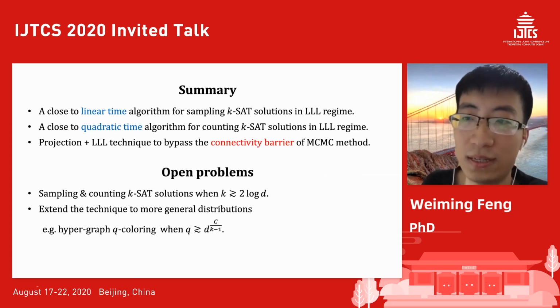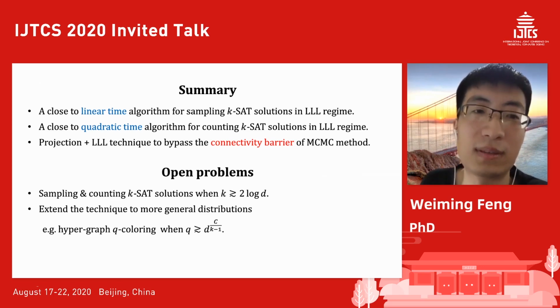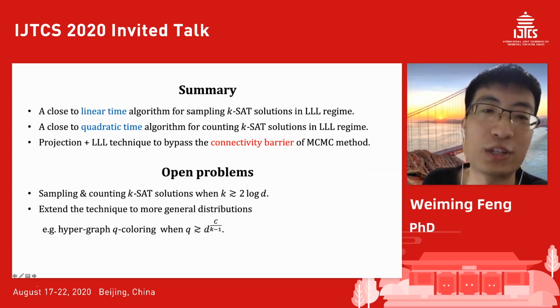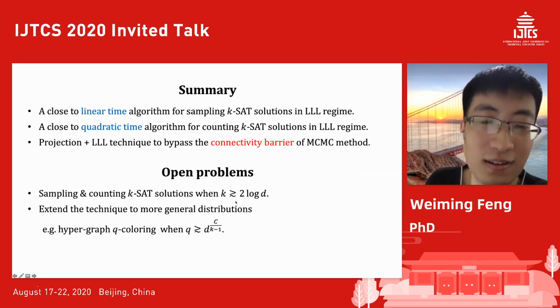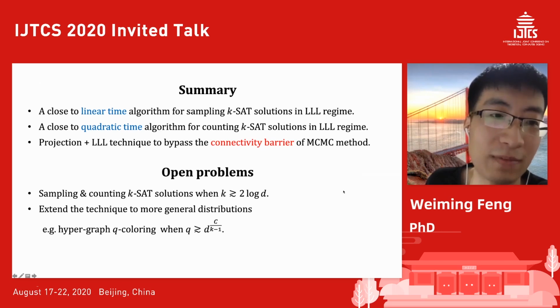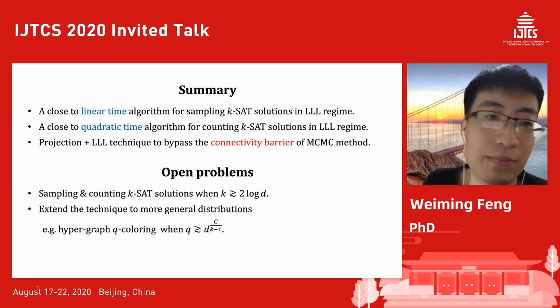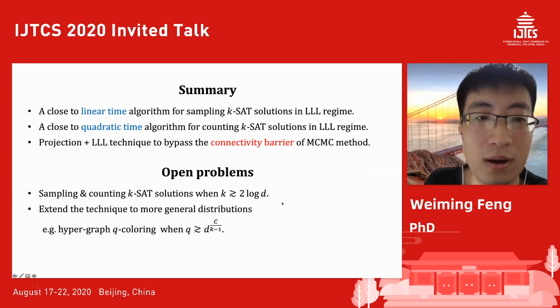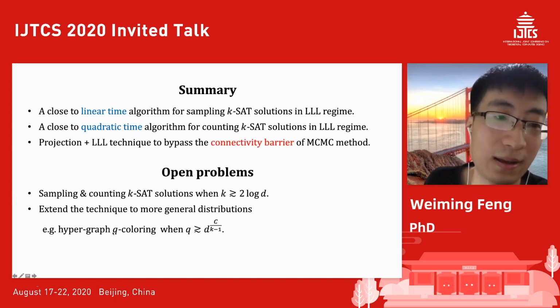There are some interesting open problems. Perhaps the most interesting open problem is how to push the threshold down to k roughly greater than 2 log d. If we can do it, the upper bound will match the current lower bound, and we can obtain the optimal regime for sampling and counting k-SAT solutions. Another interesting open problem is to extend our technique to more general distributions, such as the uniform distribution of hypergraph colorings. So we want to obtain a fast algorithm to sample hypergraph q-colorings in the local lemma regime.